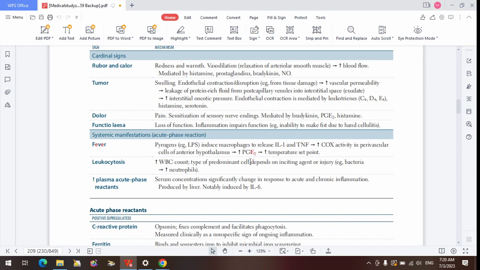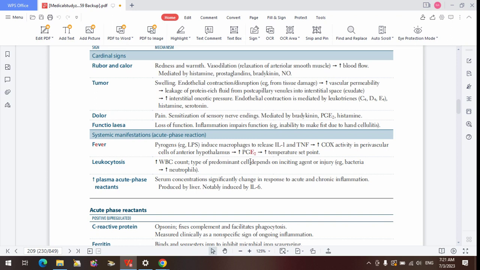So the body will now increase the rate of metabolism so that it can generate more heat and make the core temperature increase towards the set point. And also, there's this shivering mechanism. The body will start contracting its muscles, causing shivering, and muscular contraction can generate heat. That is why people that are feverish are actually shivering: they are trying to generate heat to meet up with the increased temperature set point.